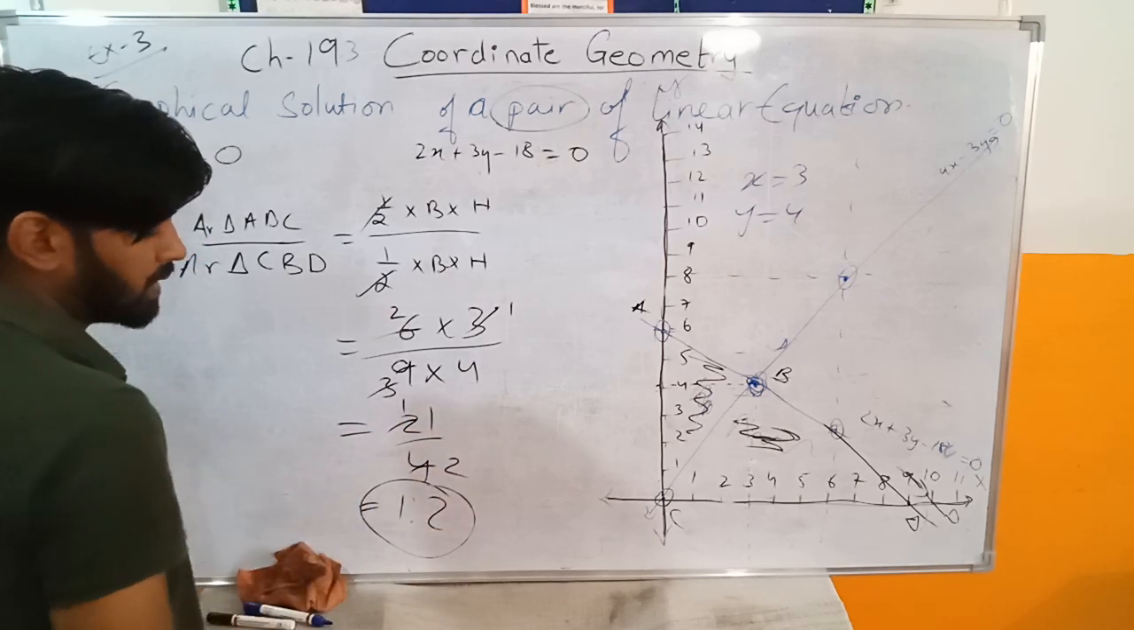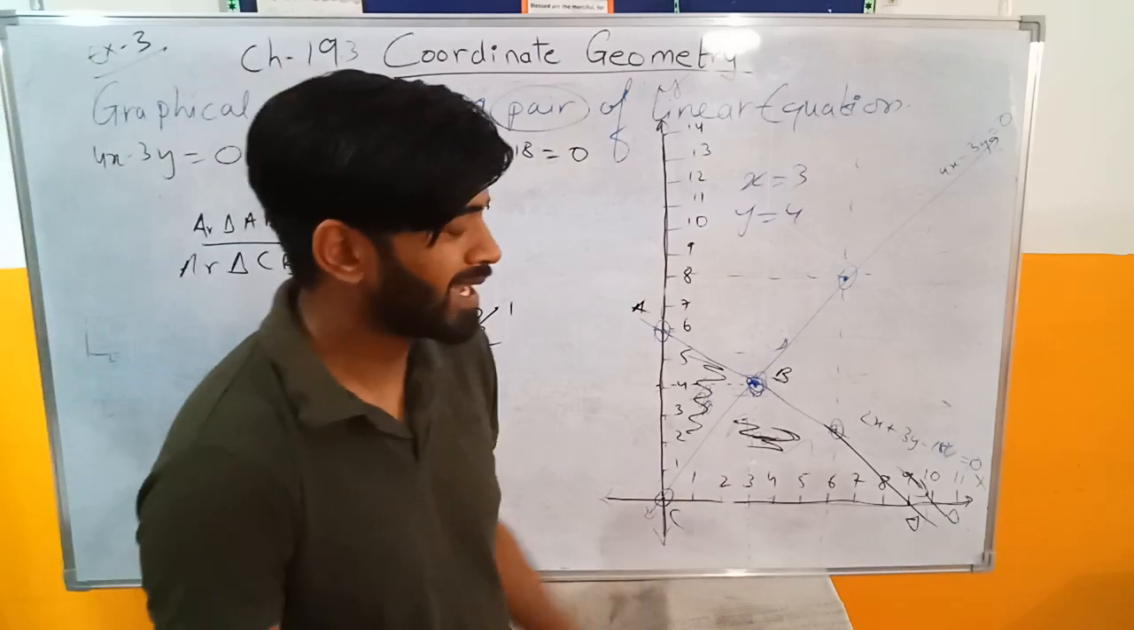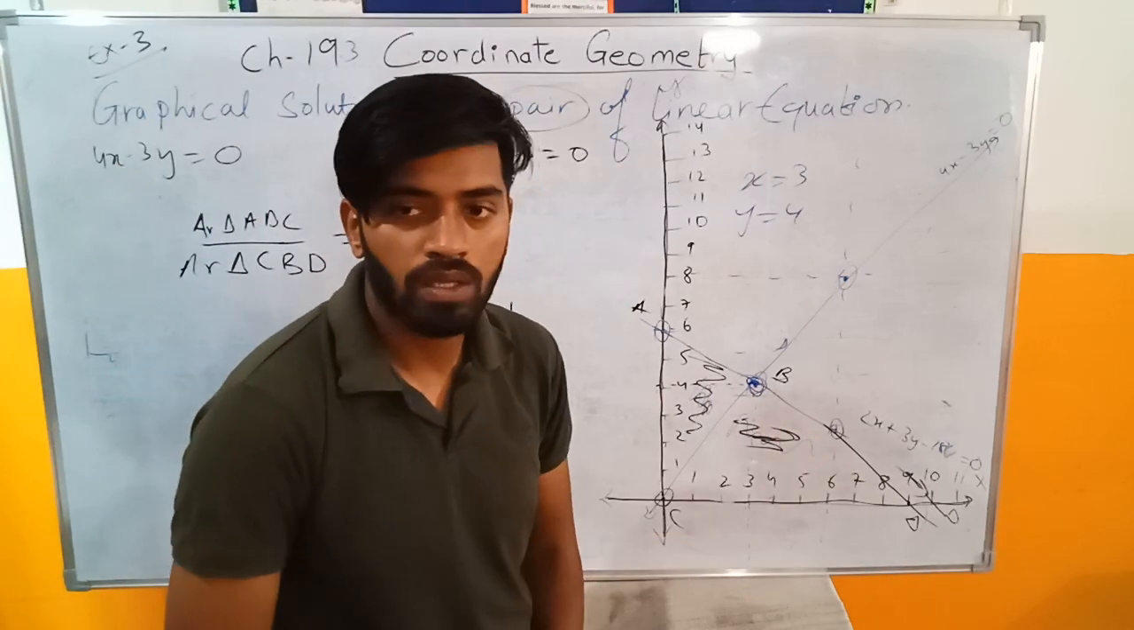So what is the ratio? My answer is 1:2. That's my answer. The ratio between two figure is 1:2.